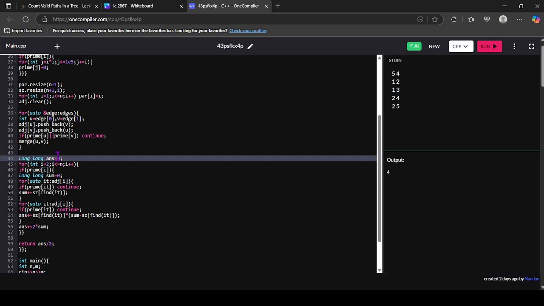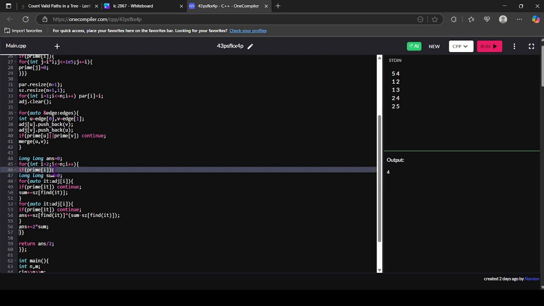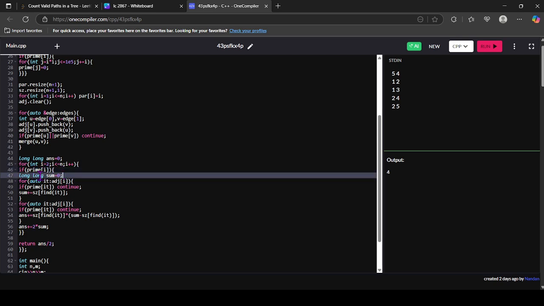And the answer is 0. Now traverse all the nodes, because it is given that the tree consists of the nodes from 1 to n. So traverse all the nodes from 2 to n, and if it is prime, because we are assuming that we are at a root node, we are at the prime node and finding the answer. So only proceed when we are at a prime. If this is prime, then sum is equal to answer. Sum is the total number of nodes in the subtree.